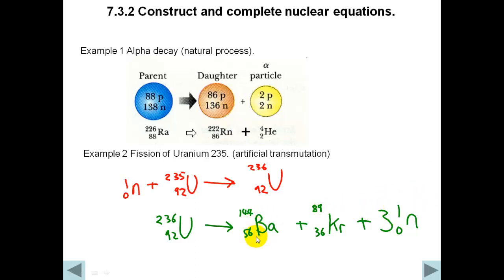What about the atomic numbers? 92 is equal to 56 plus 36. And that's true. So there are no neutrons produced. So this is an example of nuclear fission, where uranium-236 splits into these two products.